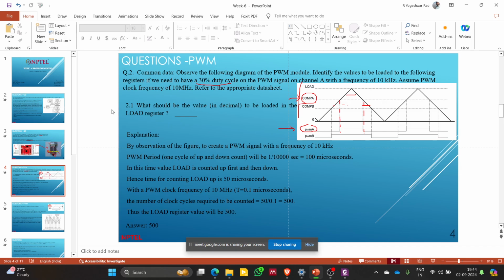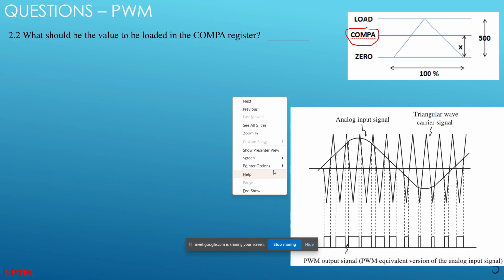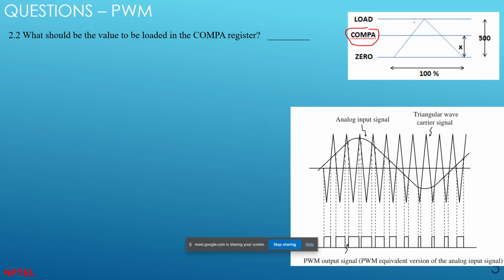So this is PWMA. What is the value? The load A value which is given to you is 500, right? What should the value of comp A be so that the PWM duty cycle changes? That is what the question is asking, and to solve this sort of question, you need to use simple mathematics.